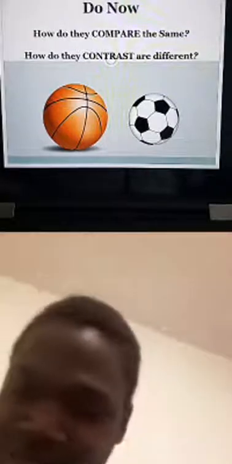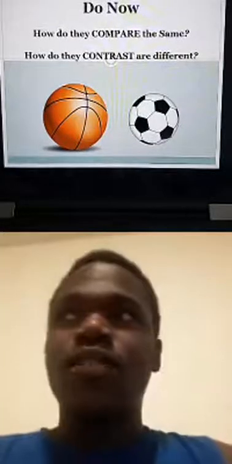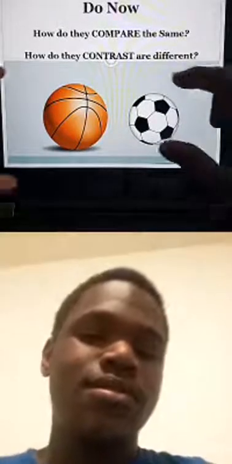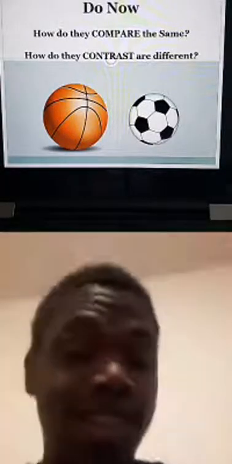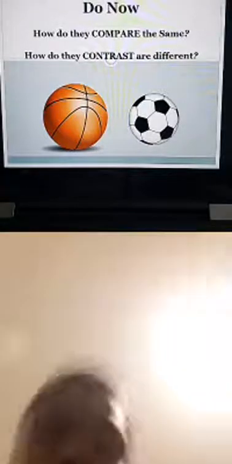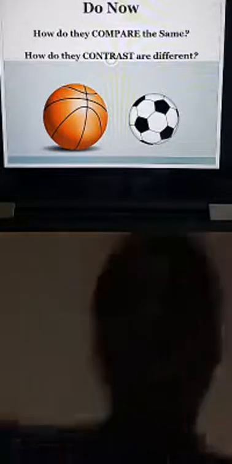So now let's go to contrast. Good job. How do they contrast? How are they different? They're different sizes. Right? You can see they're different sizes. Okay. How else are they different? They got different patterns. They have different patterns. Another student can type in their response or request to go live and we can switch students. How else do they contrast? How else are they different?